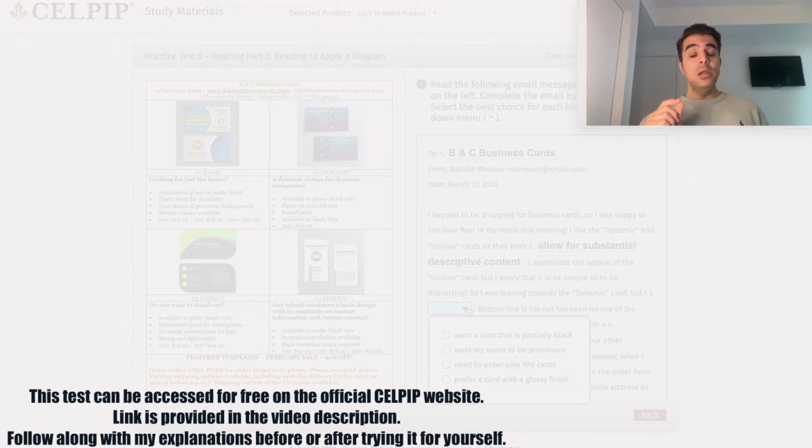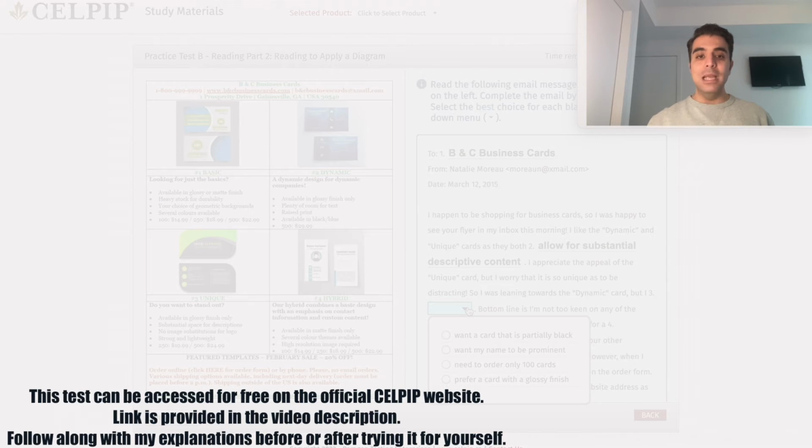B, want my name to be prominent. Now, here's a little test of vocabulary, really. When we say something is prominent, what does it mean? It means it comes out, it stands out, it catches your eye, right? So prominent, if you know that word, then you know that it means raised, right? So raised print is a synonym for prominent letters, for example. So want my name to be prominent.